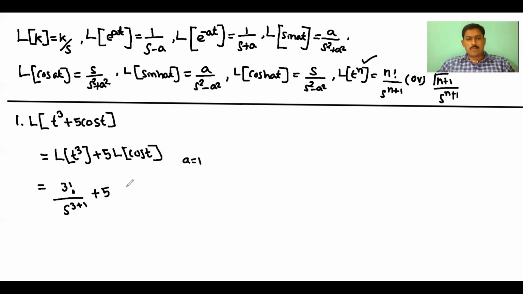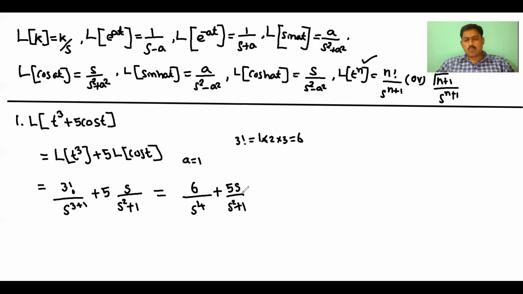Your formula is Laplace transform of cos at is s divided by s square plus a square. Here a value is 1, so 1 square. If you want to simplify, you can simplify. Here 3 factorial is 1 into 2 into 3, that is 6. That is your 3 factorial value, divided by s power 3 plus 1, which is 4, plus 5s divided by s square plus 1. So this is your required answer.